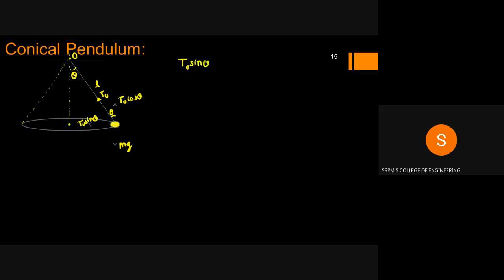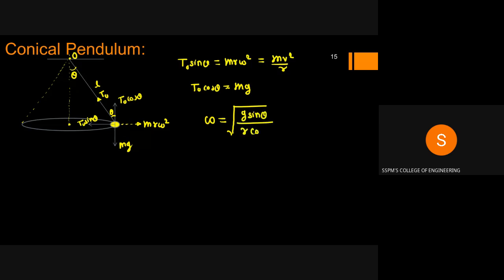So balancing forces: T0 sin theta is balanced by the centrifugal force, so this is m r omega square, or equal to m v square upon r. And T0 cos theta is balanced by the self weight mg. So if you solve these two equations, you will get the equation for angular velocity omega, which is equal to square root of g sin theta upon r cos theta. So by using this equation, you can find out the necessary angular velocity.